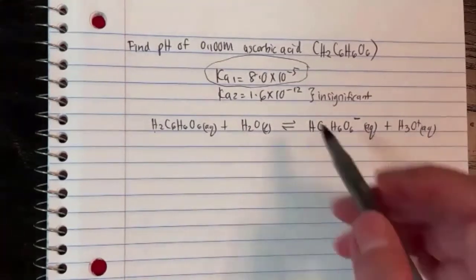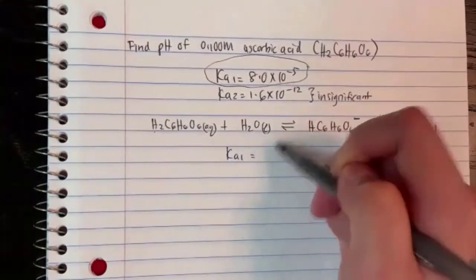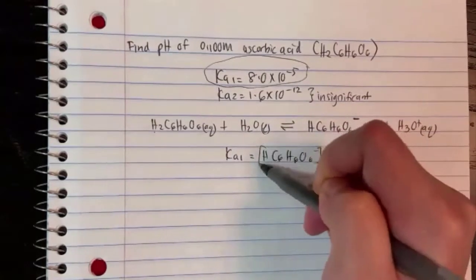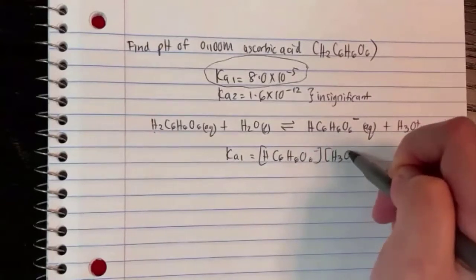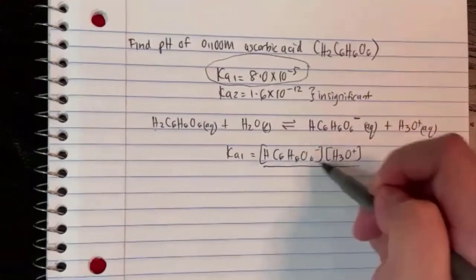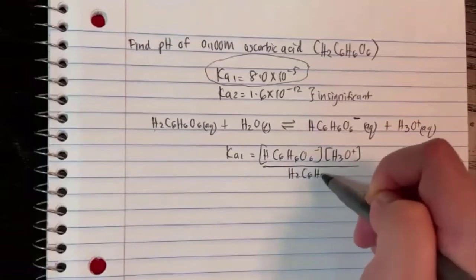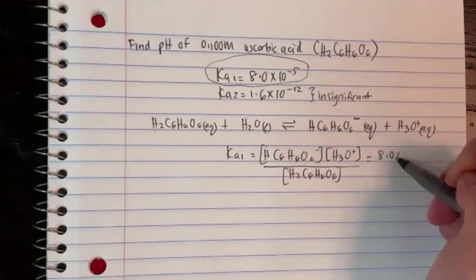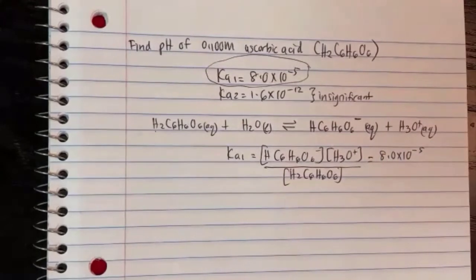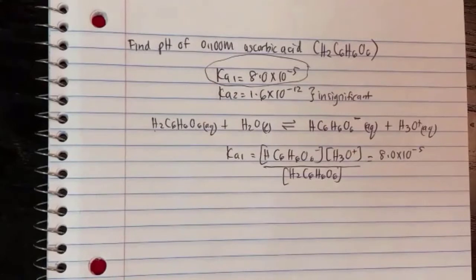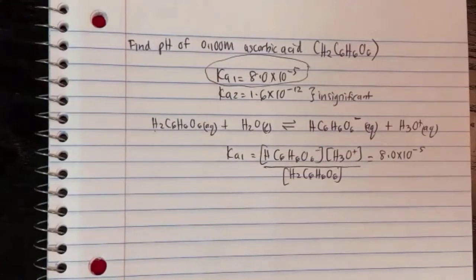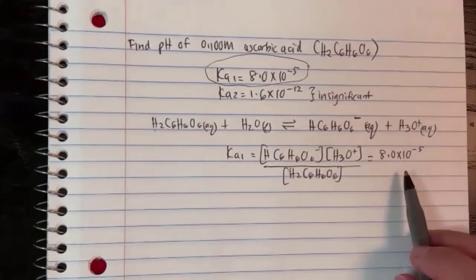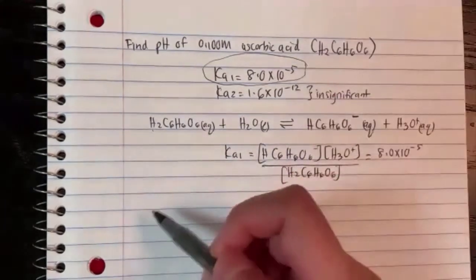Once you write that, we set the Ka again. Ka1 is HC6H6O6 negative times hydronium divided by H2C6H6O6, and that equals 8.0 times 10 to the minus 5. Okay, so once you have this, we can go ahead and set up our ice table.